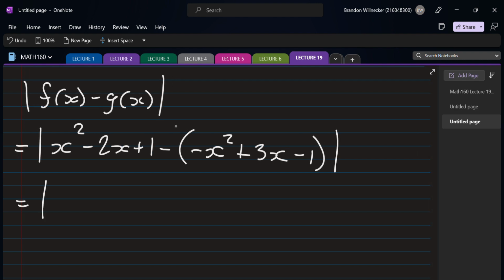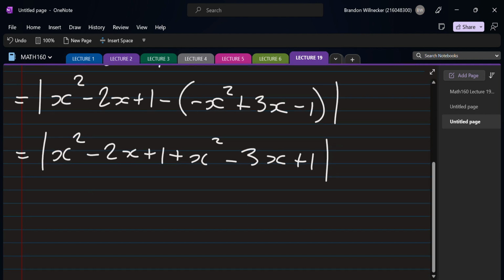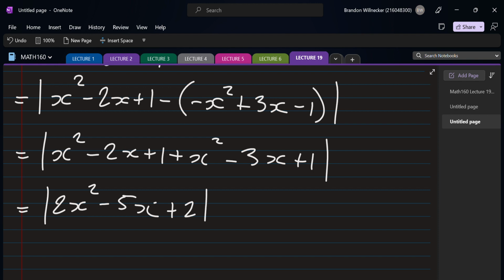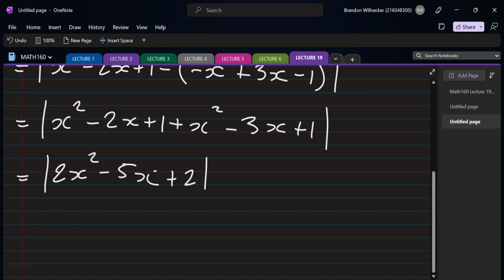Okay, so here, the absolute value of x squared minus 2x plus 1, and again the minus is going to distribute, so we have minus x squared, so that's plus x squared, then minus 3x, and then plus 1. So x squared and another x squared, that's going to be 2x squared. Then minus 2x minus 3x, that's minus 5x, and then the 1 and the 1 makes it 2. Okay, so the absolute value of this.